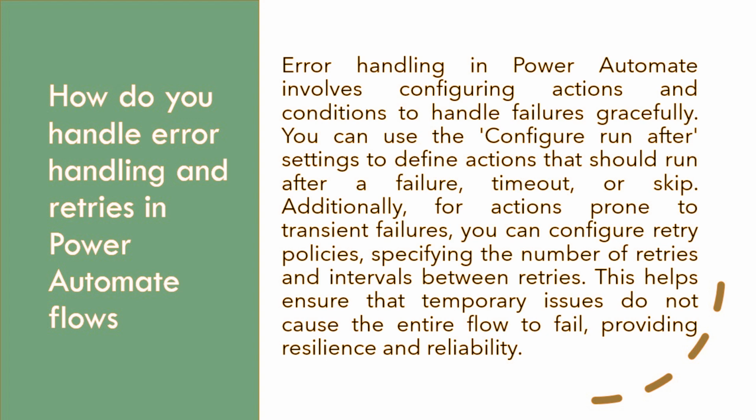How do you handle error handling and retries in Power Automate flows? Error handling in Power Automate involves configuring actions and conditions to handle failures gracefully. You can use the Configure Run After settings to define actions that should run after a failure, timeout, or skip. Additionally, for actions prone to transient failures, you can configure retry policies, specifying the number of retries and intervals between retries. This helps ensure that temporary issues do not cause the entire flow to fail, providing resilience and reliability.